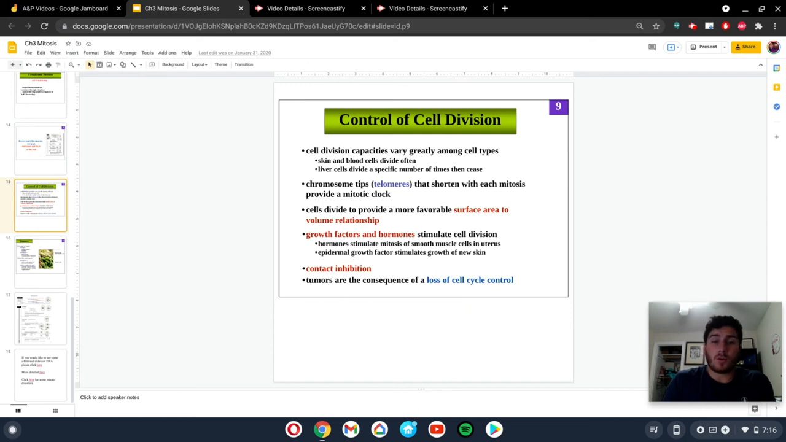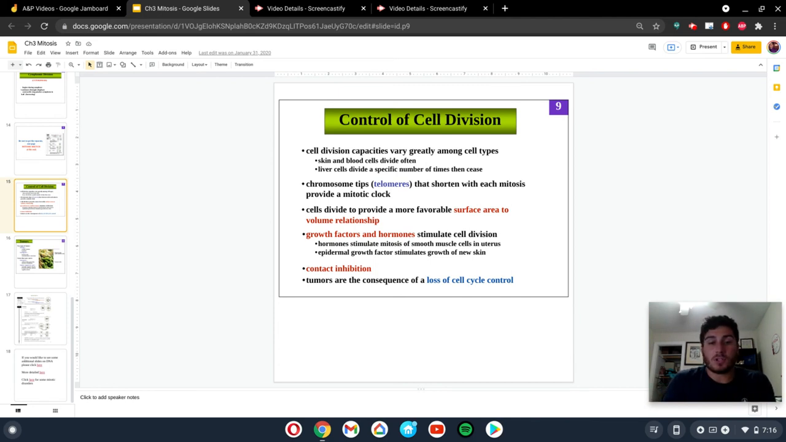Growth factors and hormones are going to stimulate cell division. There's a lot of variability. Depending on certain growth factors and different hormones, you may see an increase in mitotic division or a decrease in mitotic division. It depends. There's a lot of variability there.